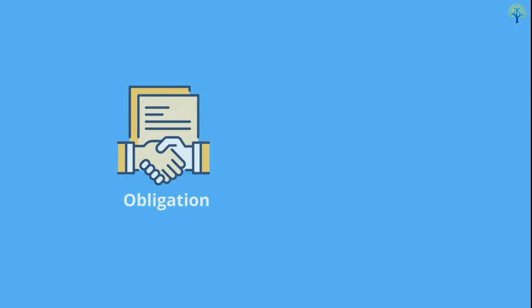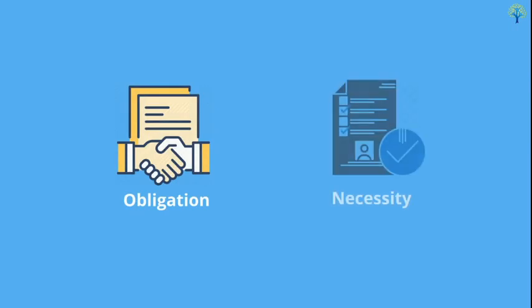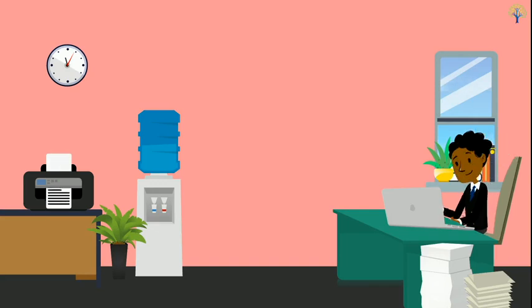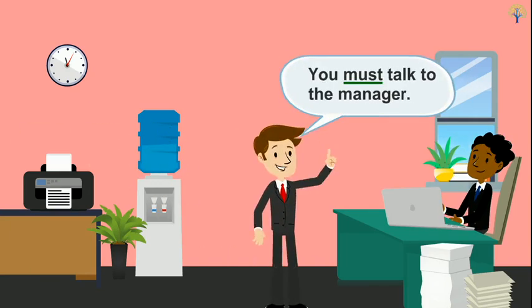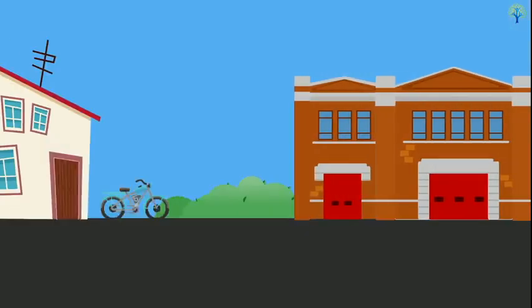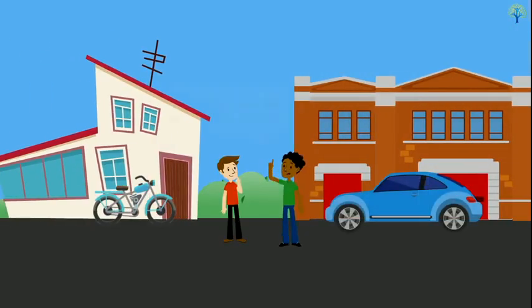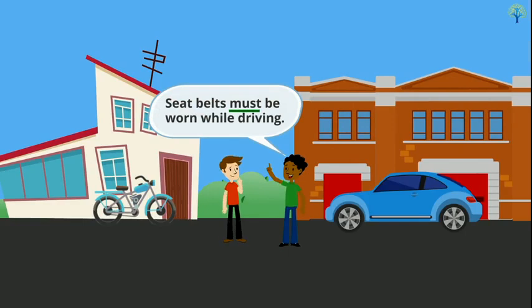Must is used to talk about a strong obligation or necessity. For example, you must talk to the manager. In this sentence, the speaker is saying that it is important to speak to the manager. Or, seat belts must be worn while driving.